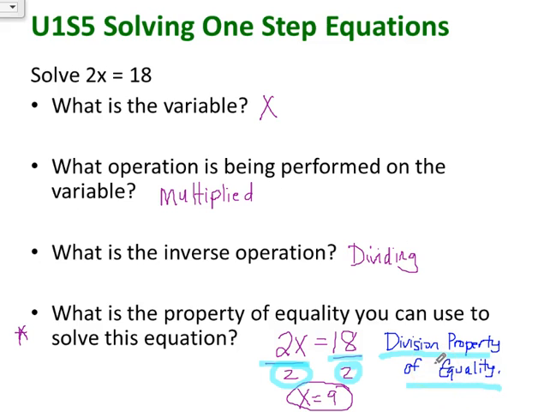And that's what you're going to do this week. You're just going to justify each step when you solve for variables by stating which property of equality you used. And that's just going to be whatever you did to solve for the variable. Whatever you did to one side that you had to do to the other, that will be your property of equality.